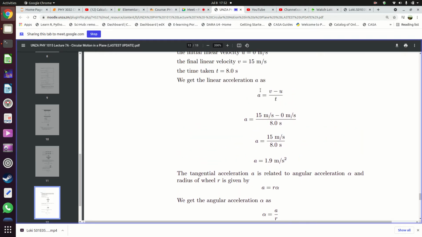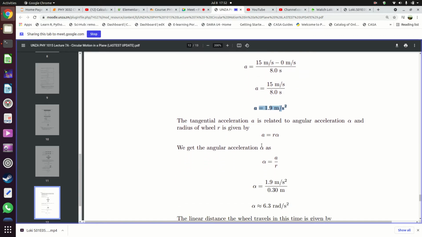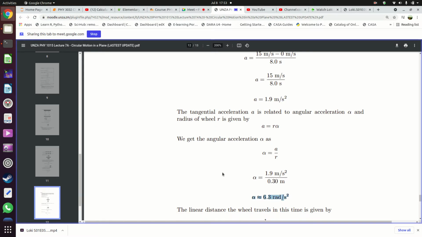But I've chosen this to show that you can start with a quantity like acceleration, which is a unit involved in straight line motion. Then you change this acceleration into angular using this expression, which is an expression which we know: a is equal to r alpha. Then you do that, and you get your angular acceleration in radians per second squared. Are we clear?